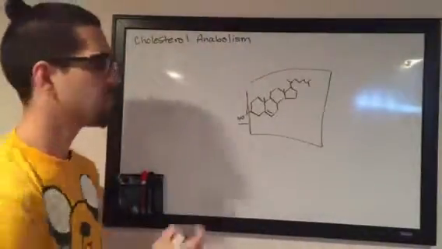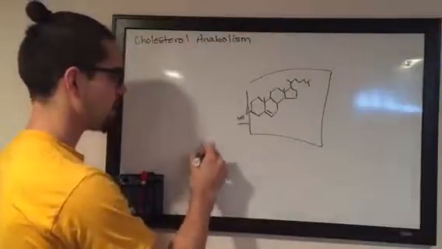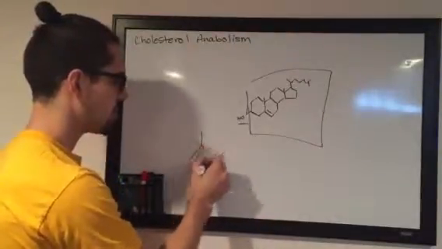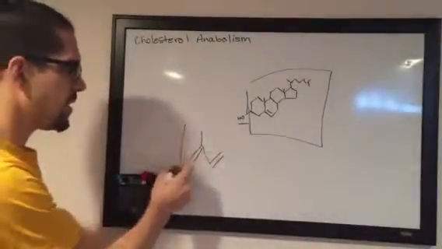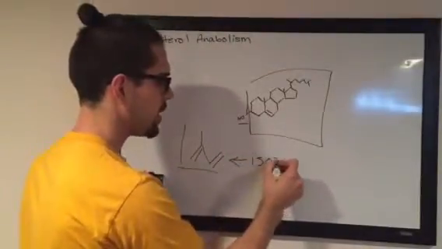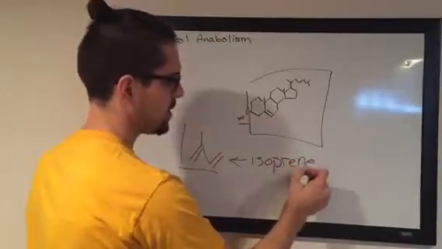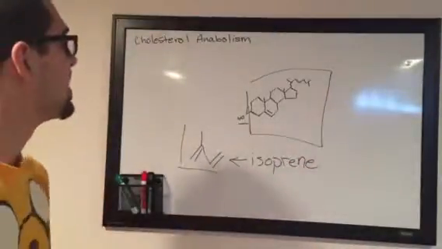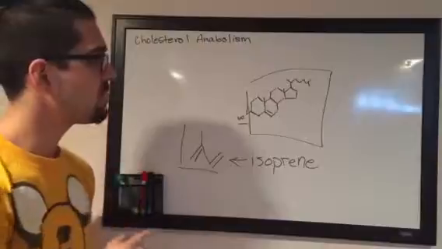Cholesterol is defined as an isoprenoid, which means it's made up of isoprene subunits. An isoprene subunit is that guy right there. This is termed an isoprene. Why? I honestly don't know. It's just there. Isoprene. Cholesterol, good.